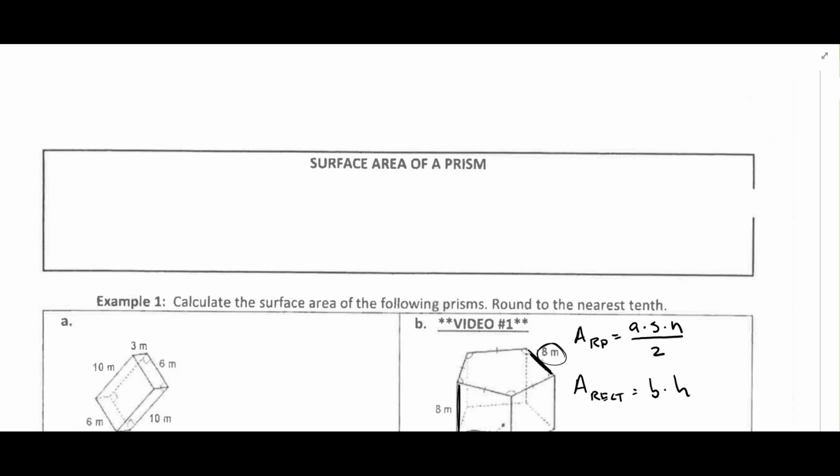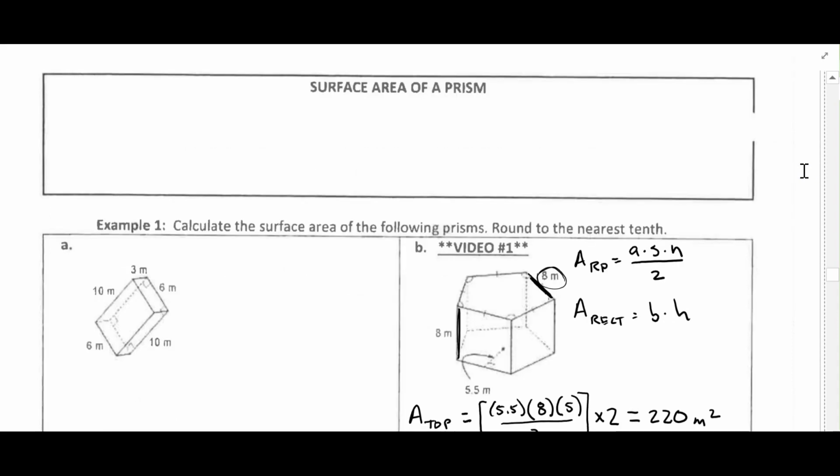Alright, in this video we're continuing with surface area of prisms and pyramids. This is section 8.7. So we're going to look at one more example, but before we do that, let's look at the surface area of a prism.